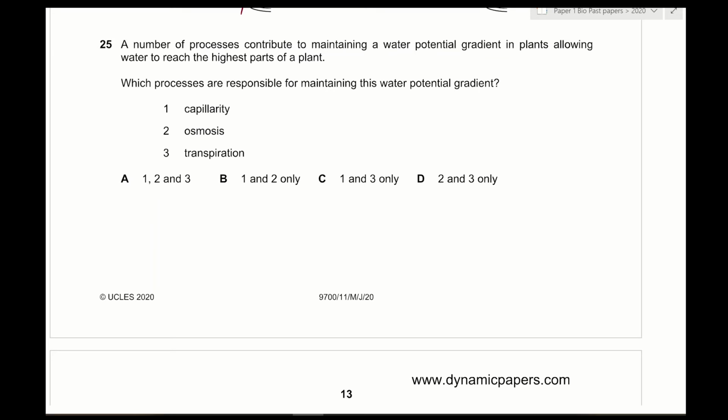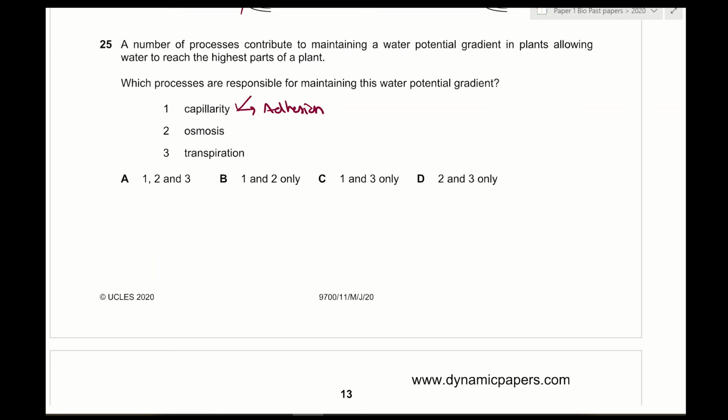One, capillarity. Capillarity is basically another word for adhesion. And adhesion is how water molecules are transported by the hydrogen bonding between hydrophilic cellulose and water molecules. This helps and aids in the transportation of water up the stem. Now, so this is correct.